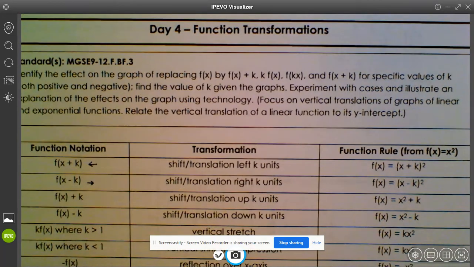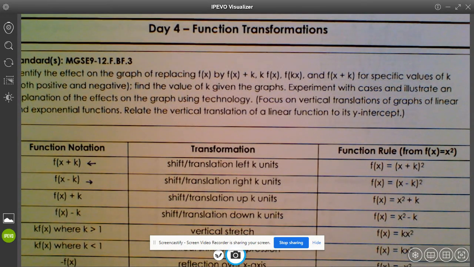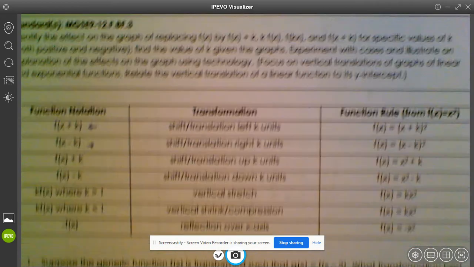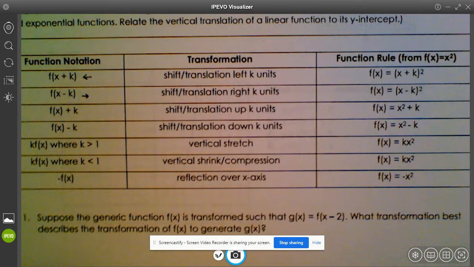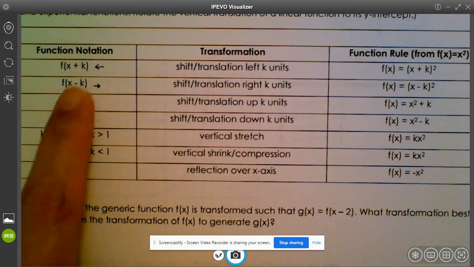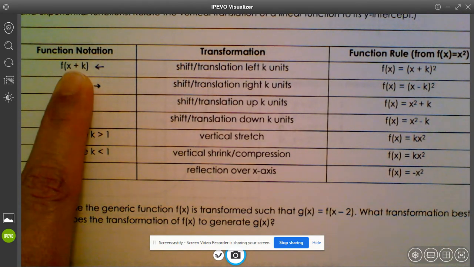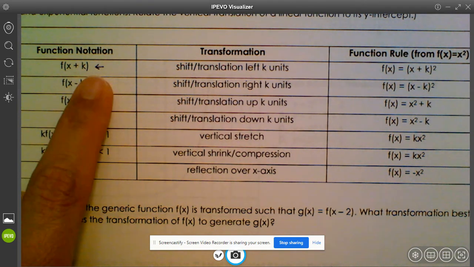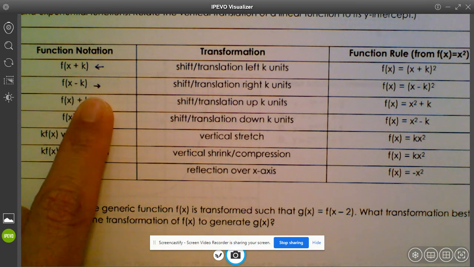Okay, so let's look at day 4, function transformations. This is a review of what we've done before. So let's go through this and you'll say, oh my gosh, I remember these. When we're dealing with function notation and we are messing around inside the function, that is on the x coordinate. Remember, your x coordinate tells you when to move left or to the right. So adjusting the x coordinate will move us left or right.